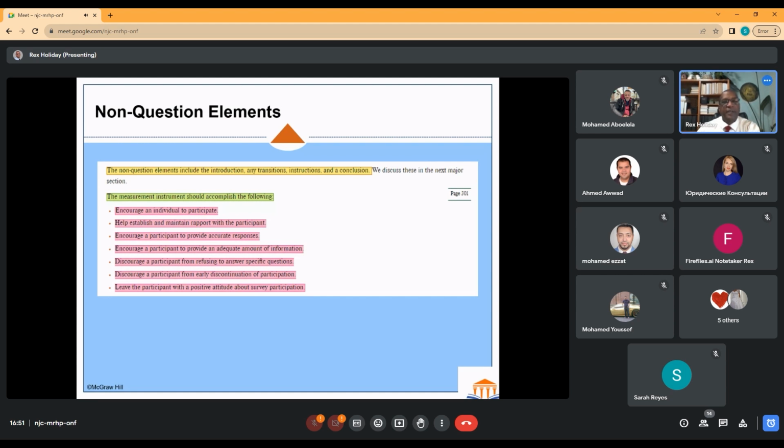Okay, I'll move on. Discourage a participant from early discontinuation of participation. So that definitely happens. I think one way to discourage that is just by not making the survey super duper long, right? Because as we mentioned before, people have a certain amount of attention span, and you're going to lose them if you don't give them this bite size, if you will, information that they can digest quickly. People are busy too; they have schedules, and they're just not going to sit there and take a 1 hour or 2 hour survey. It's not going to happen.